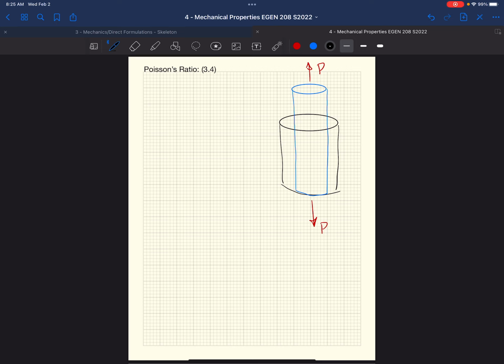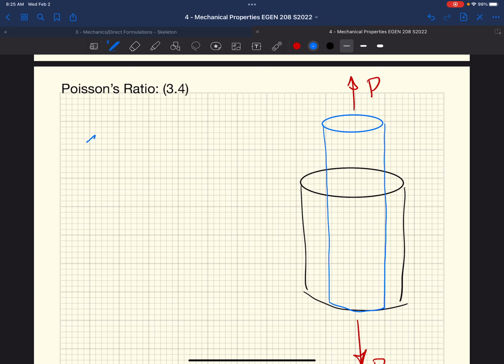As we pulled on this rebar in the lab, it's getting longer in the longitudinal direction, but it's also getting shorter in the radial direction, or the diameter direction. And Poisson's ratio, the equation of which is minus what we would call our lateral strain, the perpendicular strain from the direction of loading, over the longitudinal strain.